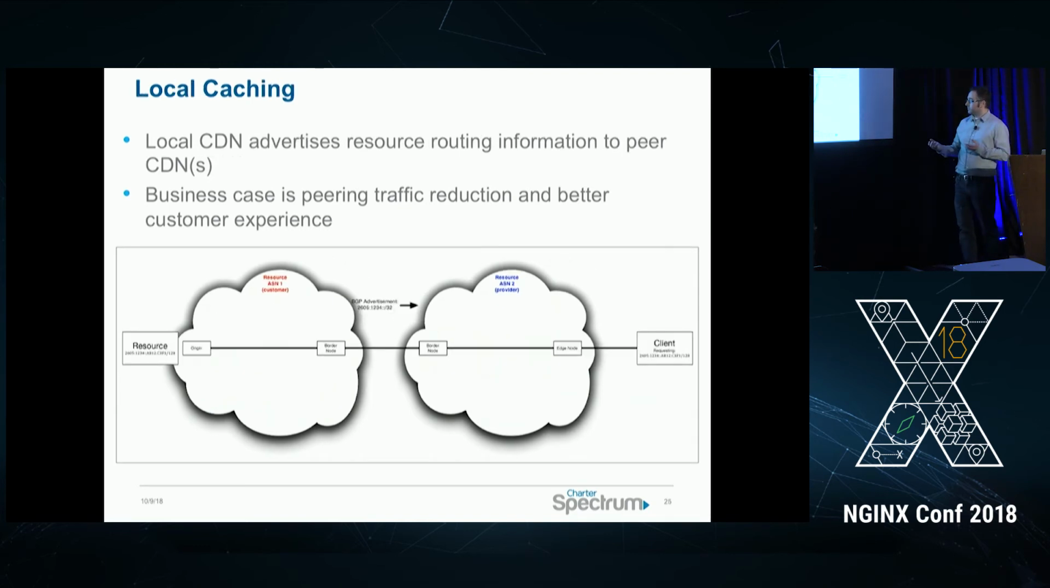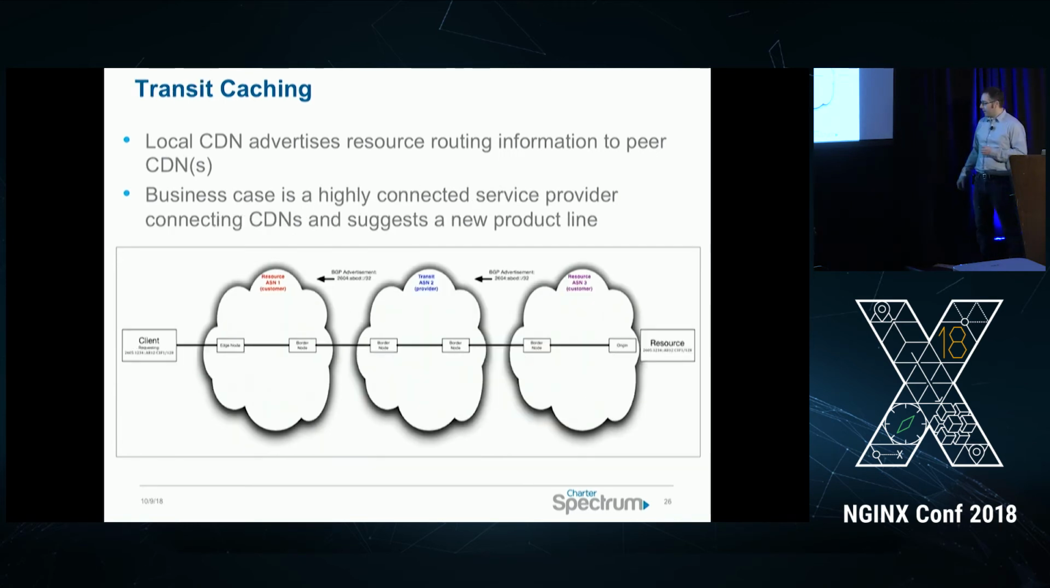Then we have local caching. In this model, I have the resource and you have the client, and I need to advertise to you reachability to the resource I have. So it's just the opposite. And this is basically mirroring the way internet commercialization worked out. There was transit, there was settlement-free peering. This is just the CDN analogs of those.